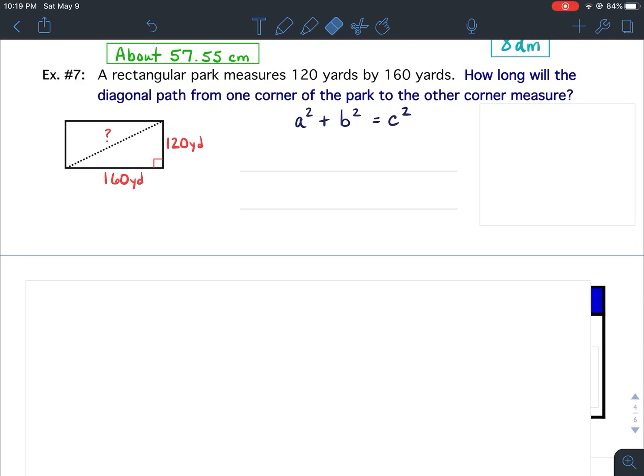Pythagorean Theorem, Lesson 24, Example number 7. A rectangular park measures 120 yards by 160 yards. How long would the diagonal path from one corner of the park to the other corner measure?